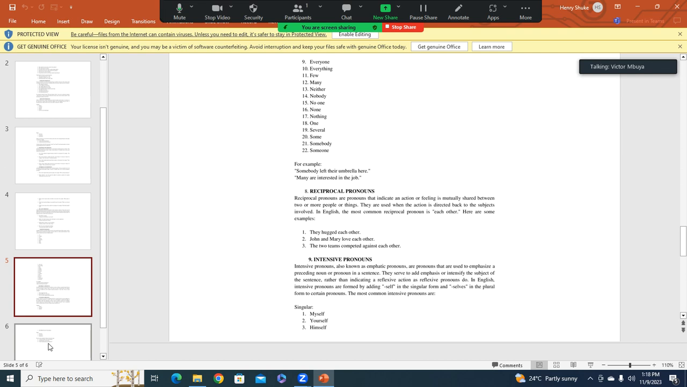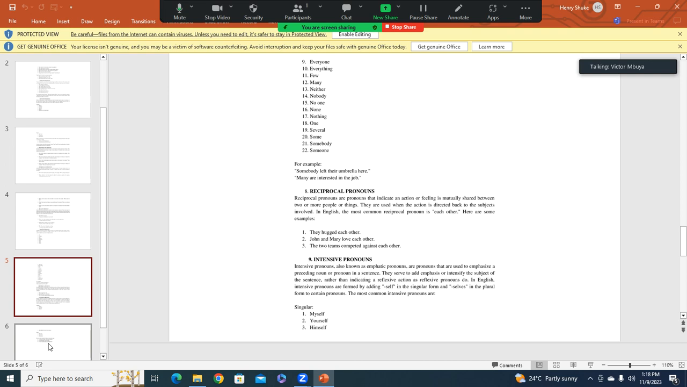For example, somebody left the umbrella here. You can see there is no specific person. Then secondly, we have many are interested in the job.